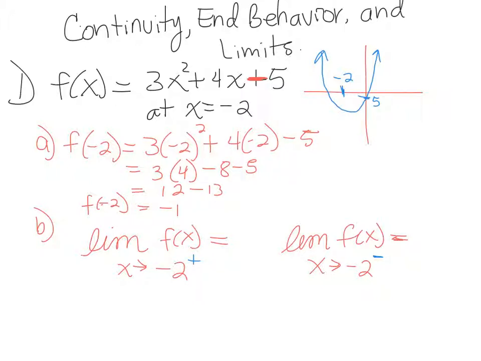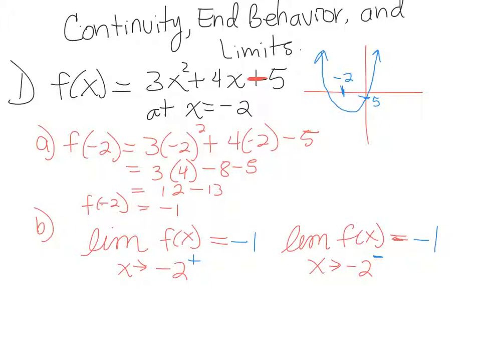Notice that at x equals -2, the graph is approaching -1. So I'm going to put here -1. What about if I approach -2 from the right? It's the same.